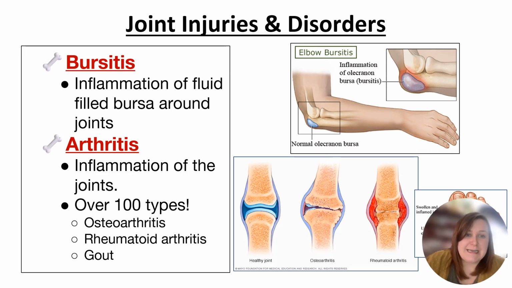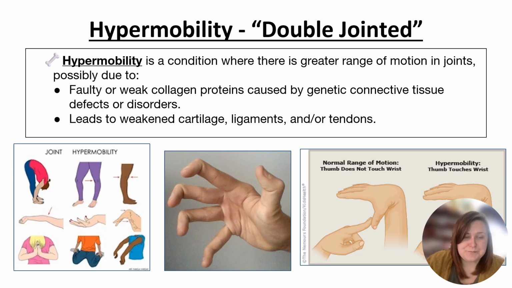You can also have bursitis. This is going to be inflammation of the fluid-filled bursa around the joints. Or we can have arthritis. So this is going to be inflammation of the joints themselves. There are over 100 different types of arthritis. The most common ones are going to be osteoarthritis, rheumatoid arthritis, and gout. But arthritis is actually a way more extensive disorder than a lot of people realize.